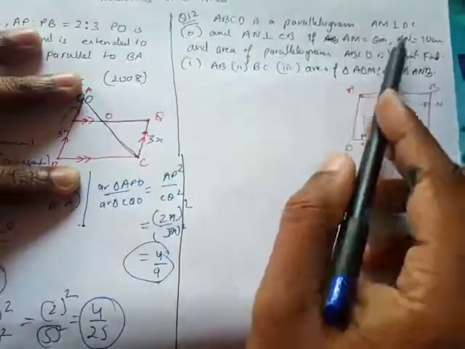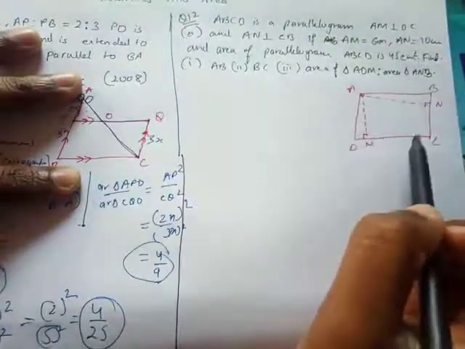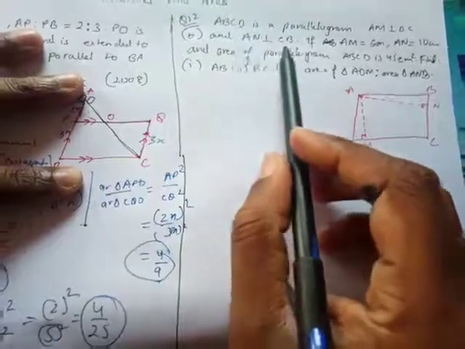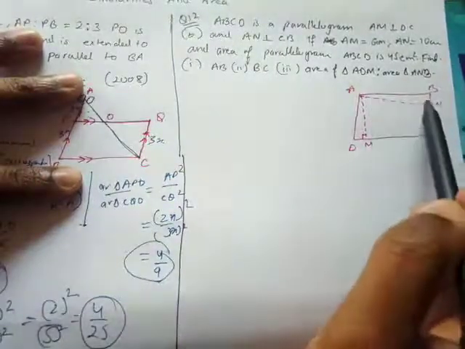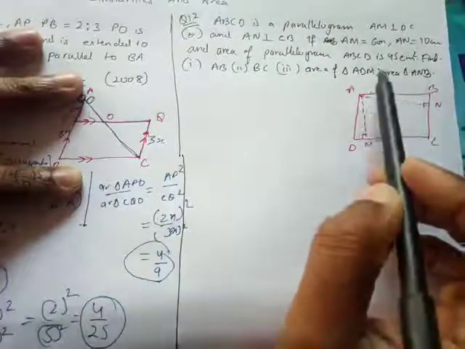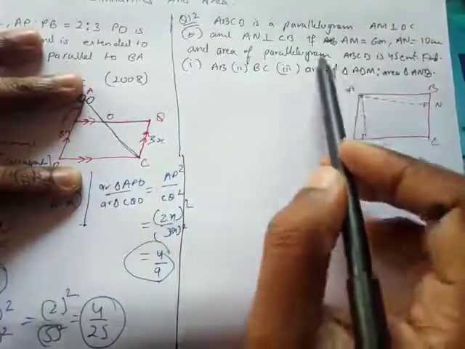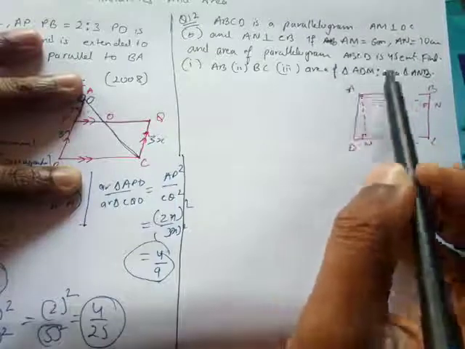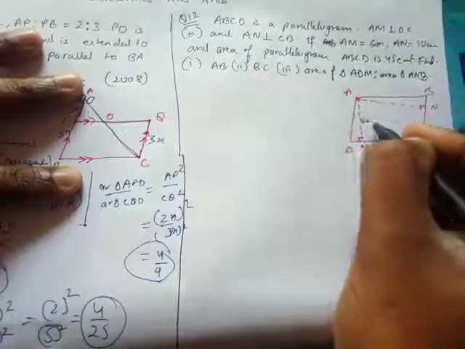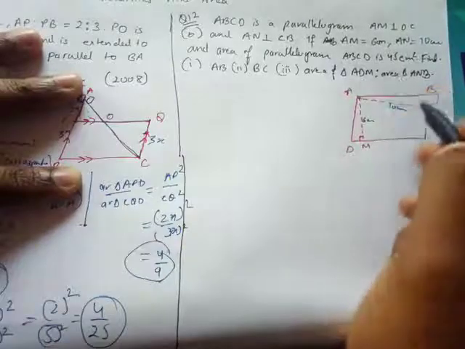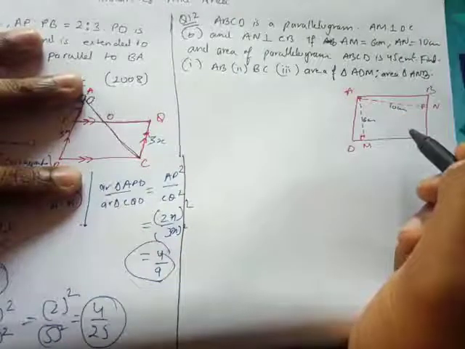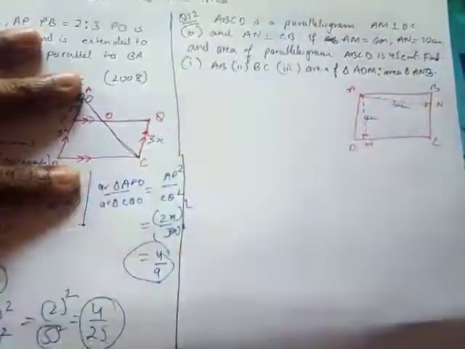AM is perpendicular to DC, and AN is perpendicular to CB. AN is perpendicular, meaning it makes 90 degrees. These are the heights. Two heights are given. AM is 6 centimeter, and this is 10 centimeter given over here, and the area of ABCD is 45 centimeter square. Find AB. I have to find AB.